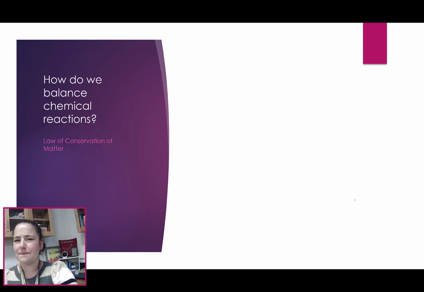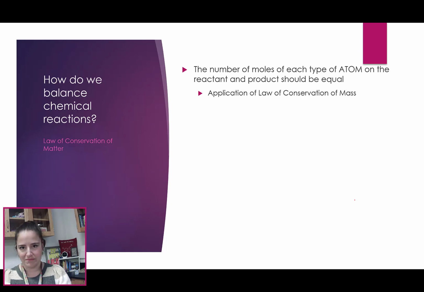So what about balancing chemical reactions? This has to do with the law of conservation of matter. Okay, we can't just have atoms or moles of atoms appearing and disappearing in these reactions and changes that we're representing. We want to apply the law of conservation of mass and make sure that the number of moles of each type of atom is the same on both sides of those equations.